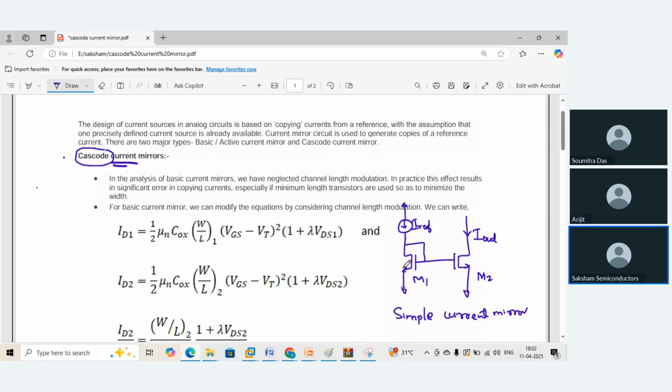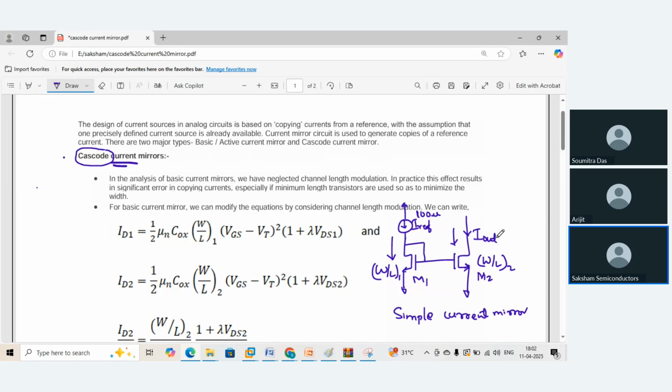Where we ensured that current IREF over here is exactly mirrored and can be reproduced at the output based on the scaling factor. And what is my scaling factor? It is the W by L ratio of this transistor and W by L ratio of transistor number 1. Now the issue or the challenge involved over here: when we build a simple current mirror, everything looks good yesterday, and if I consider a reference current of 100 microampere, we got close to 100 microampere of current.